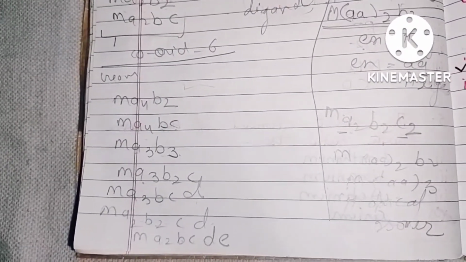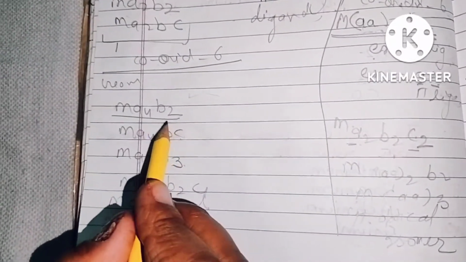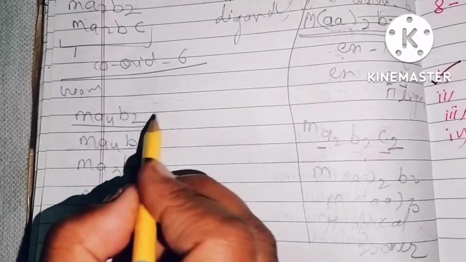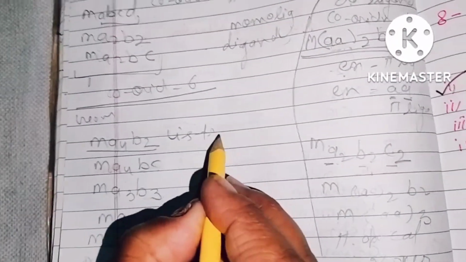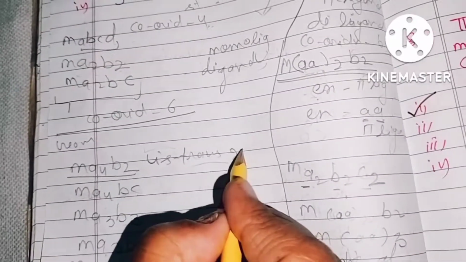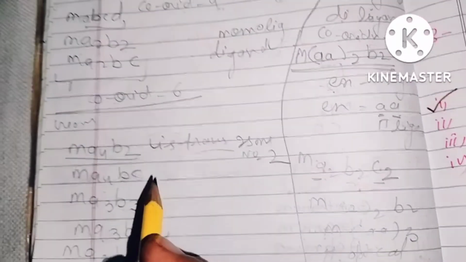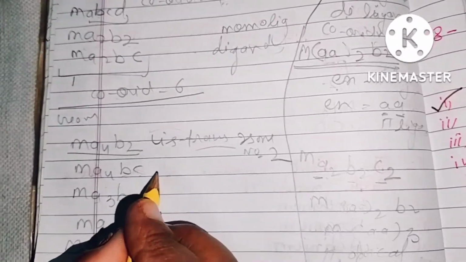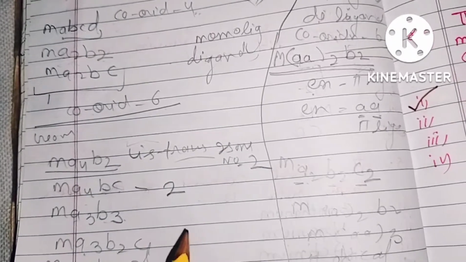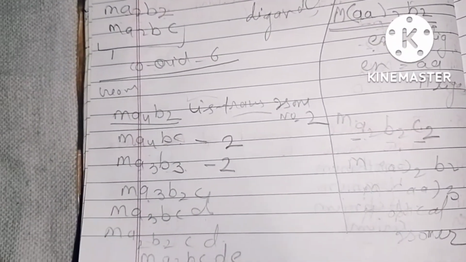We know an example of M A4 B2. In this condition, geometrical isomerism is formed as cis and trans. Two conditions, cis and trans, so the number of isomers is 2. And in these conditions M A4 B3 forms two isomers, and M A3 B2 forms two types of isomers, cis and trans.